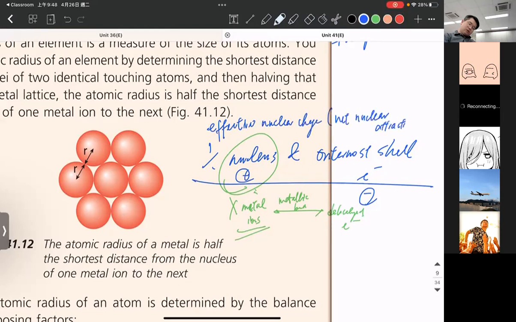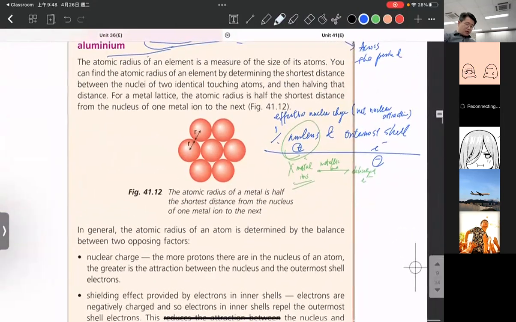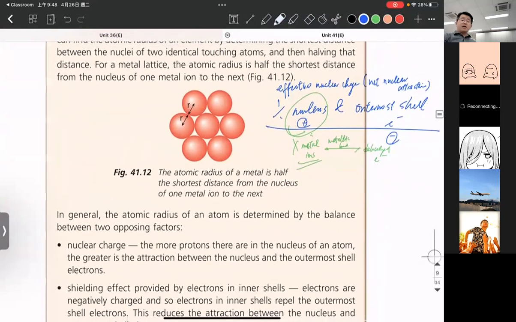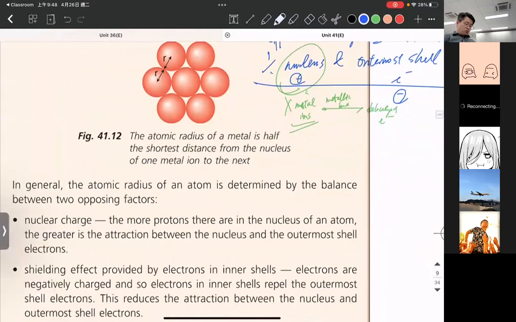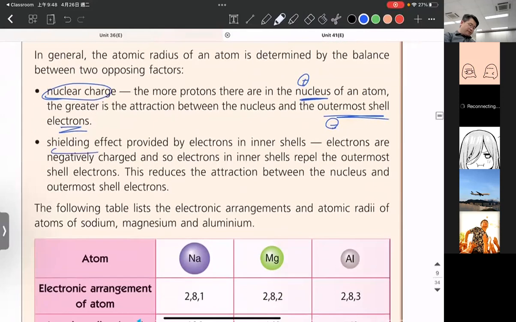So why would we say that it is a net nuclear attraction? Because net is not just attraction, but also repulsion. If you want to talk about attraction, we call it nuclear charge. It is the attraction between the nucleus being positive and the outermost shell electrons being negative, right? But at the same time, you may find shielding. Shielding, we call that an electron repulsion.